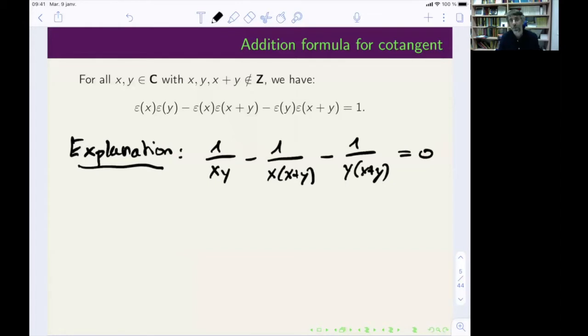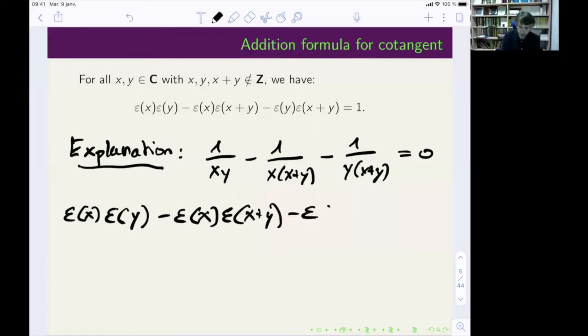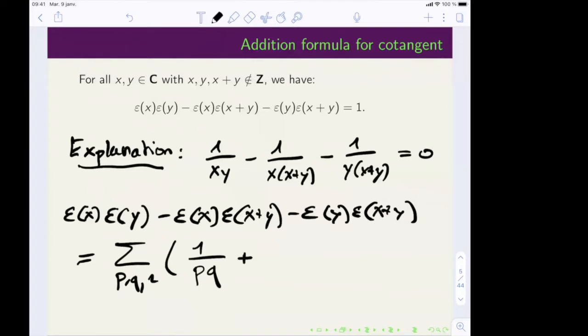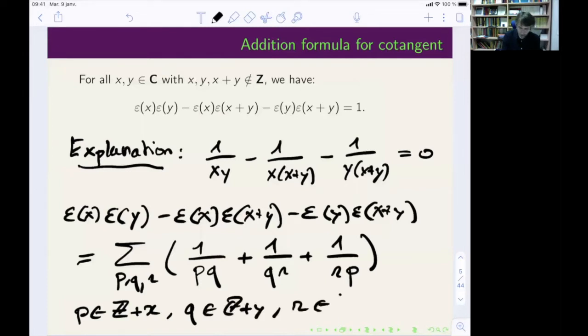And now formally, what Eisenstein does is to sum this relation, but there is some regularization procedure. So formally, what he's saying is that when you consider the left hand side of the addition formula, then this is the same as the sum of 1 over PQ plus 1 over QR plus 1 over RP, where P belongs to the integers plus x, Q belongs to the integers plus y, and R belongs to the integers plus minus x minus y.